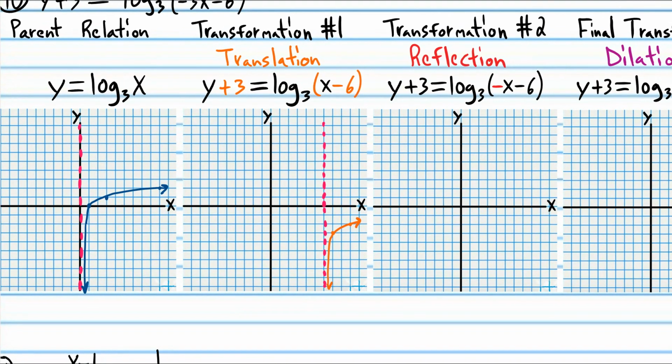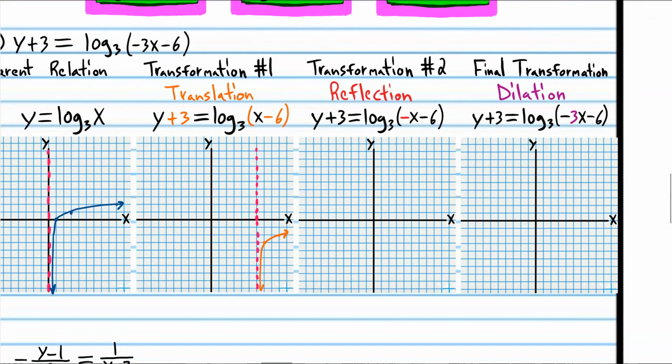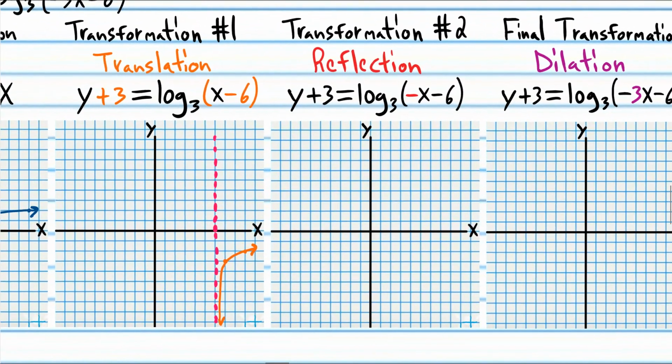So now we're going to reflect, because we have a negative symbol in front of the 3x. So we're going to need a negative symbol around the x eventually. So we're going to replace x in this equation with negative x to get our new equation. And when you do that, you reflect across the y-axis.